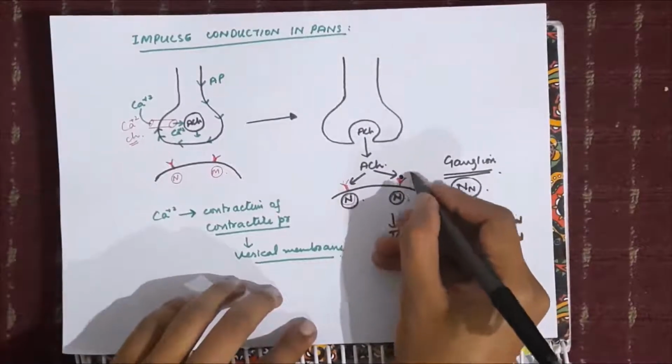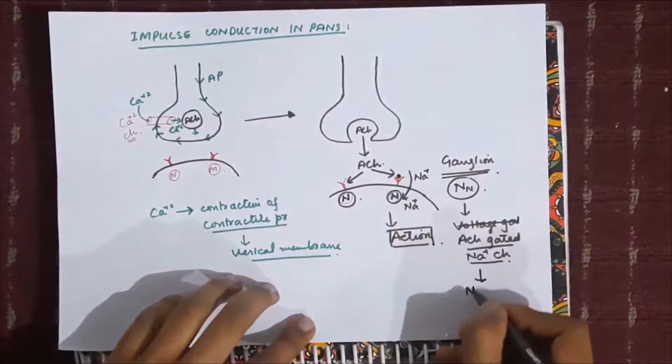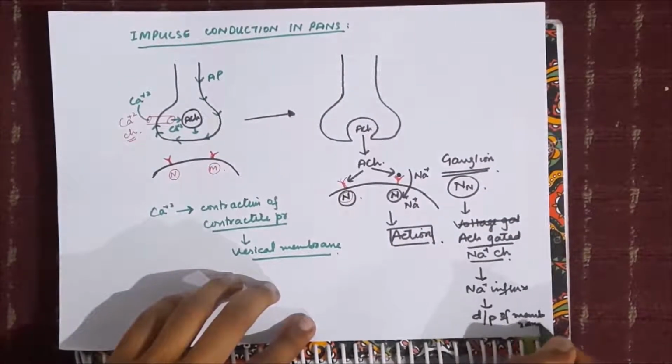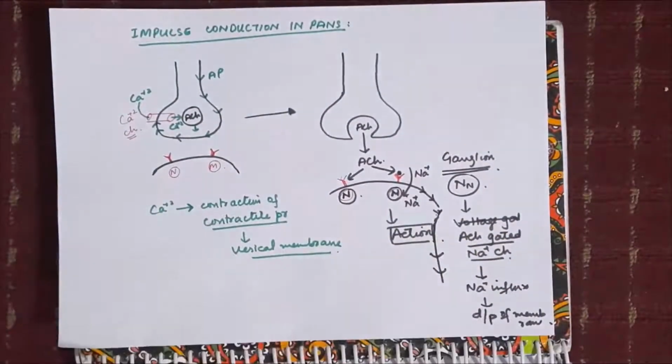cause influx of sodium ions, and there will be depolarization of this postsynaptic membrane. So that's how action potential from neuron 1 will be transmitted to the second neuron. So there will be depolarization of the second neuron, and eventually action potential will be generated in this neuron.